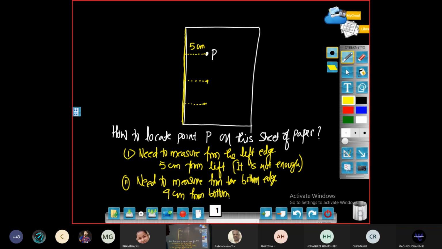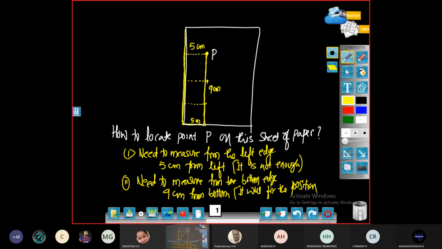And also, the point should be at 5 centimeter from left and 9 centimeter from the bottom. So we have two conditions here. 5 centimeter from left, so you go from here 5 centimeter. From here, from the bottom, 9 centimeter, so you can go up. So this is 9 centimeter from the bottom. Now it will fix the exact position of this point. Isn't it?